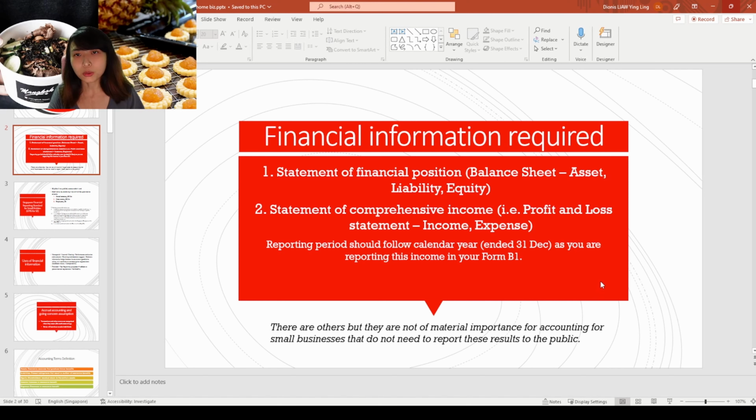Okay, so normally for home businesses, what do we need? We need a statement of financial position, which is equivalent to the balance sheet. So balance sheet, what will it consist of? It will have the assets, the liabilities, the equity. Then the next important financial information is the statement of comprehensive income. So, profit and loss statement, income, expense, all recorded there.